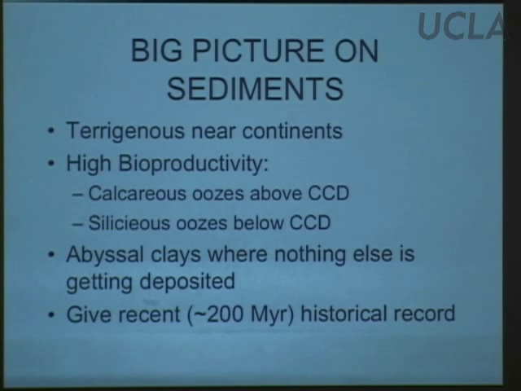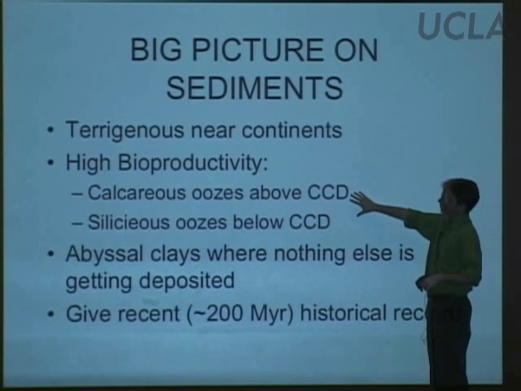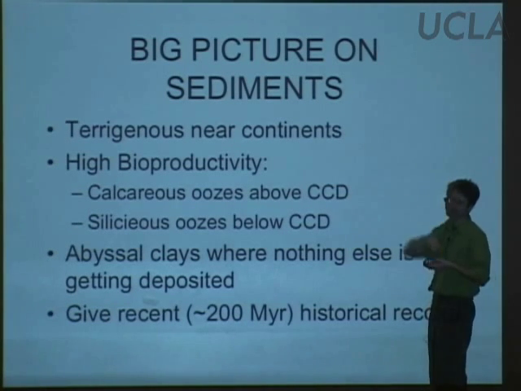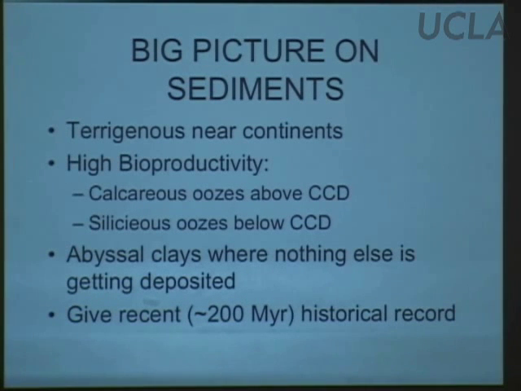Okay, so the big picture here is if you're near a continent, you're usually going to be in an environment where terrigenous sediments dominate. If you pick up a pile of dirt, sure, you might find some calcareous debris, you might find some diatoms, some siliceous organisms, but most of the sediment you're going to find there is material that's been eroded off the continents, or if you're on an oceanic island, material that's been eroded off of that island. Once you get away from continents, if you're in a region with high biological productivity and it's relatively shallow, above the CCD, typically sediments are going to be dominated by calcareous oozes, debris from calcareous organisms.